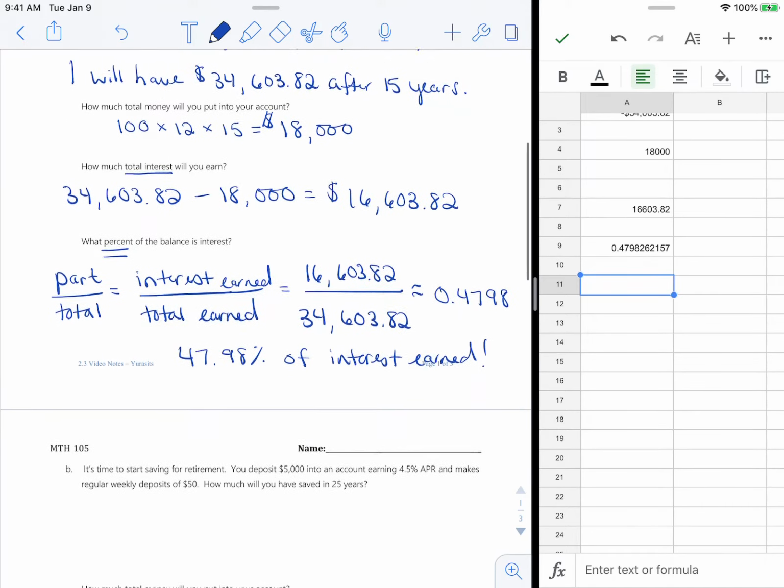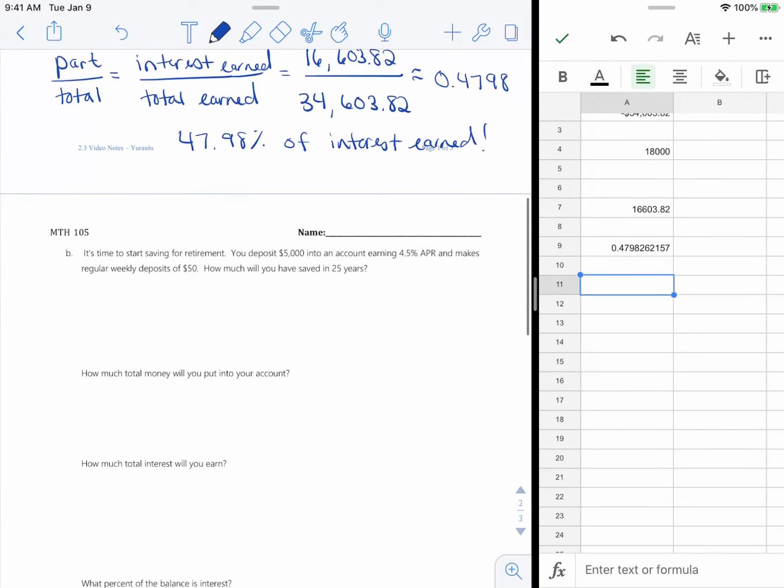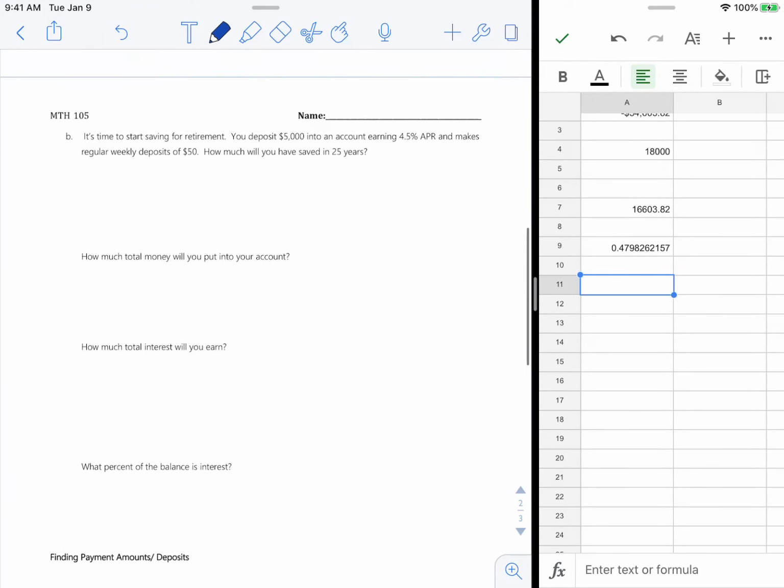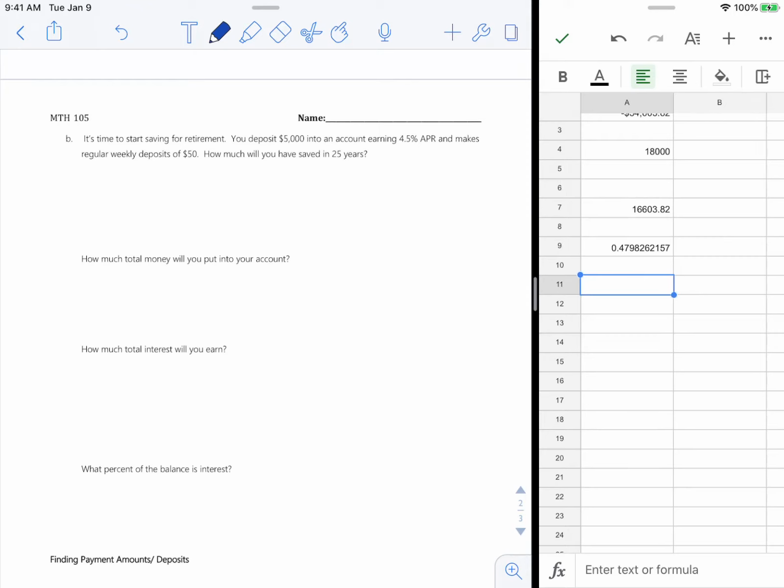All right, let's try one more. B, it's time to start saving for retirement. So you are going to deposit $5,000, just that one time. It's earning 4.5% APR. I have not mentioned this yet in this class. You probably have seen it in life. That is your annual percentage rate. You're going to make regular weekly deposits of $50. So we want to know how much you'll save in 25 years.